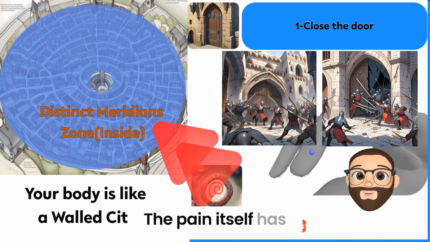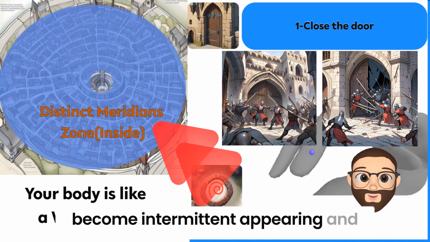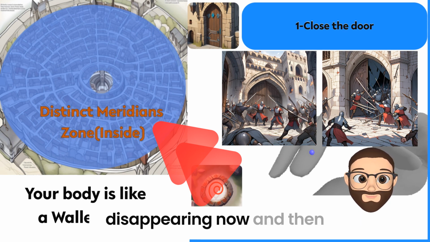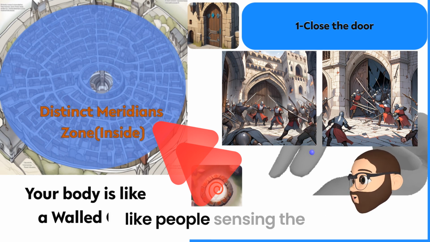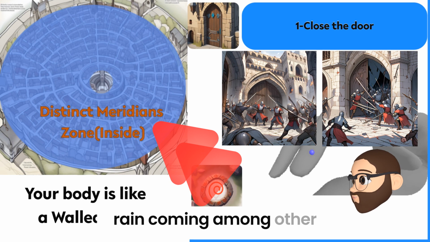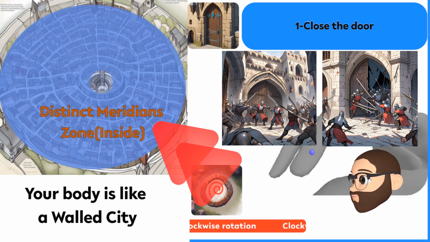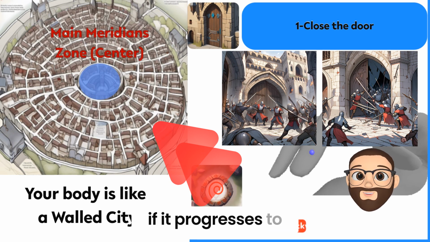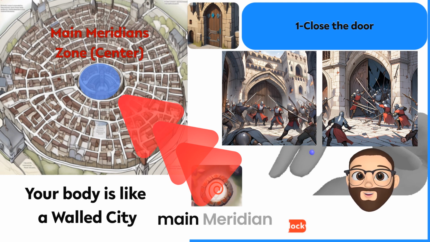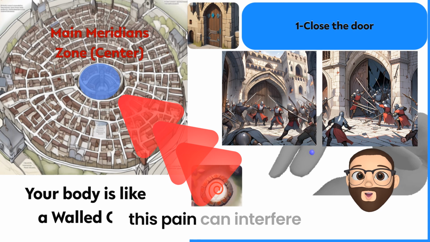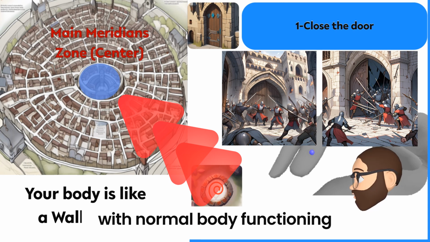The pain itself has become intermittent, appearing and disappearing now and then. It can even be triggered by meteorological situations, like people sensing the rain coming, among other factors. Ultimately, if it progresses to the final and 3rd depth stage, we're dealing with pain on the main meridian, and in this case, this pain can interfere with normal body functioning.